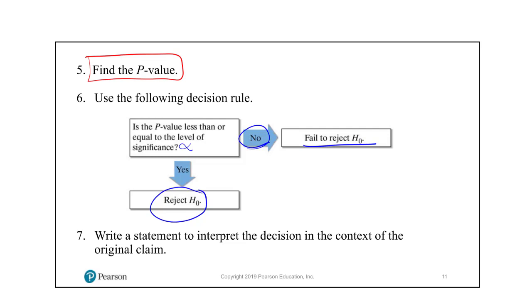Now you know where your claim was, and so you know whether you're in a support or rejection mode, and you know the decision of whether you rejected the null hypothesis or failed to reject it. And then finally, you're going to write your interpretation in terms of the claim, of whether you have enough evidence to reject the claim, don't have enough evidence to reject the claim, have enough evidence to support the claim, or don't have enough evidence to support the claim. One of those four interpretations.